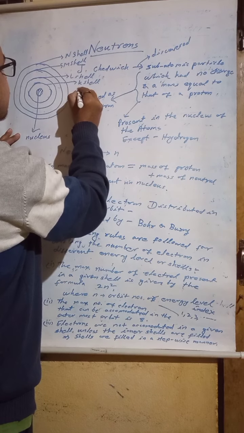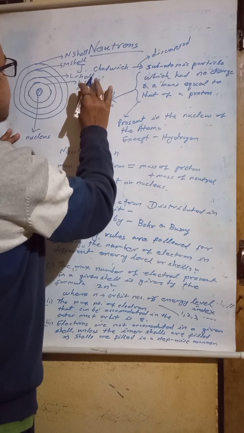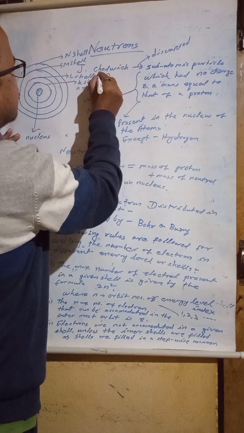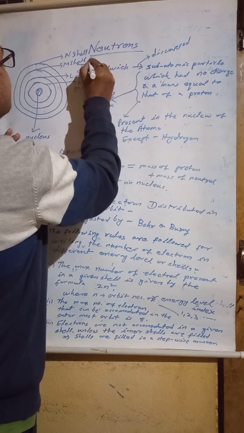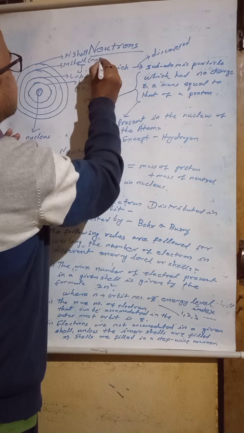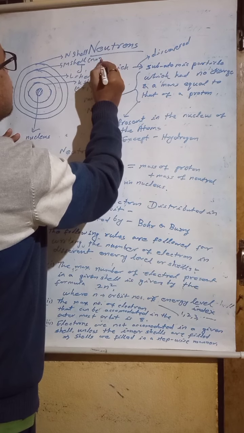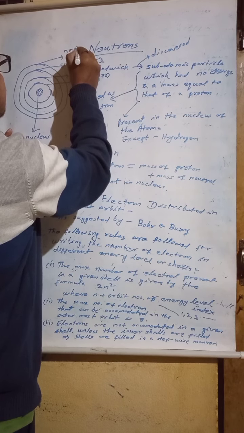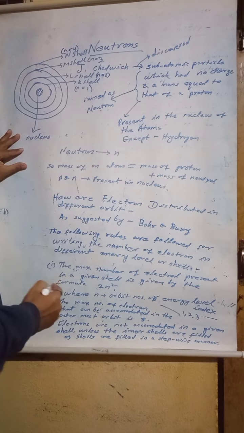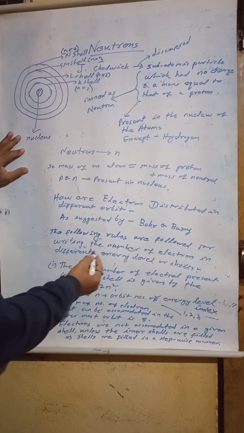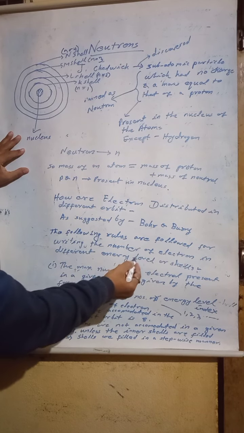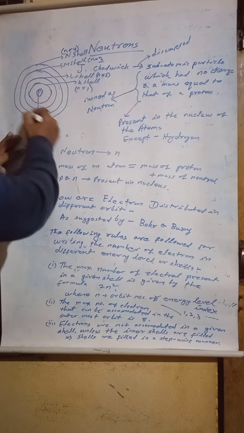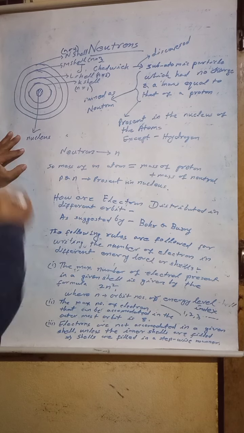n equal to 1, n equal to 2, here n equal to 3, here n equal to 4. So the number of electrons in different energy levels are set. These are called the cells. Different energy levels are the cells or orbits.